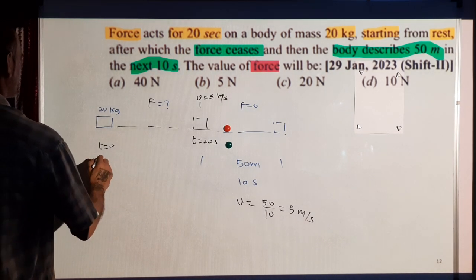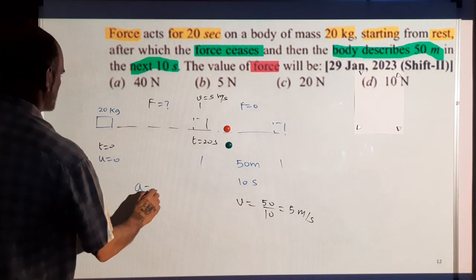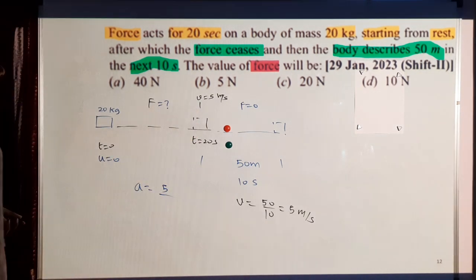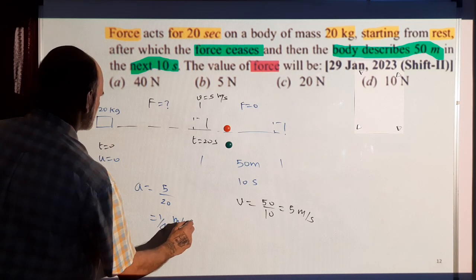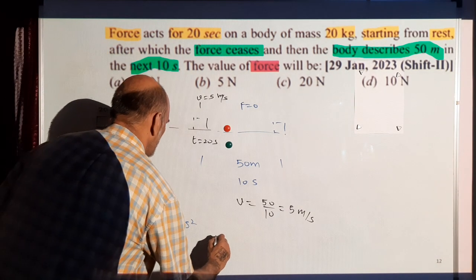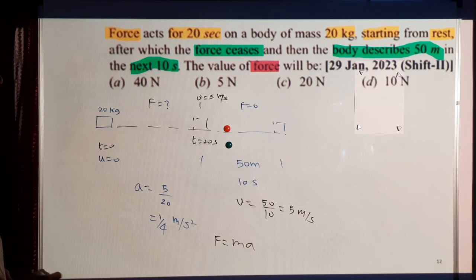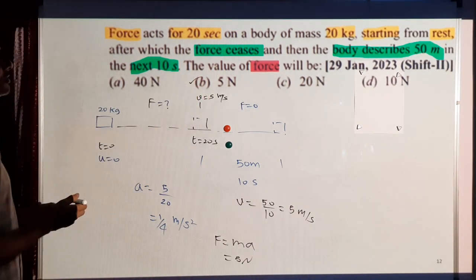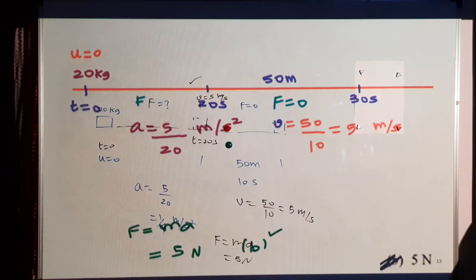So here the velocity is 0, the initial velocity. In this interval, the acceleration in the first part is the increase in velocity, 5 minus 0, divided by the time taken, 20. So 1 by 4 SI units. So the force in this interval is mass into acceleration, 20 into 1 by 4, which is 5 Newton. Five is the correct answer.